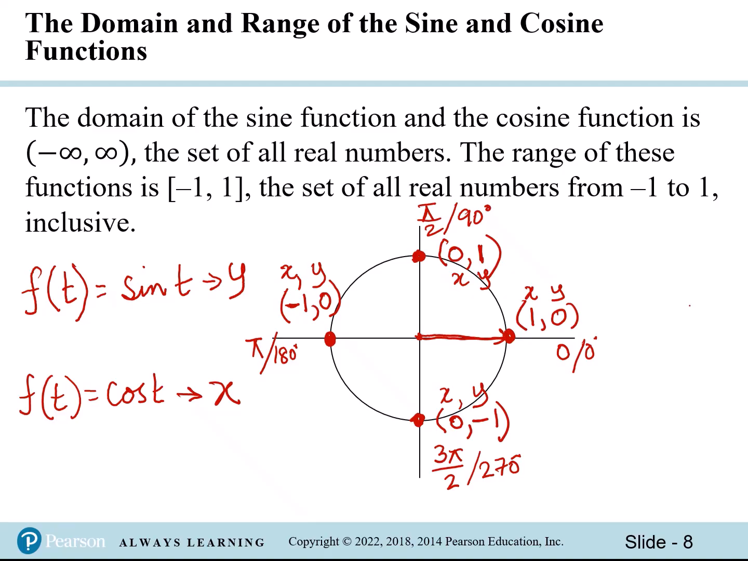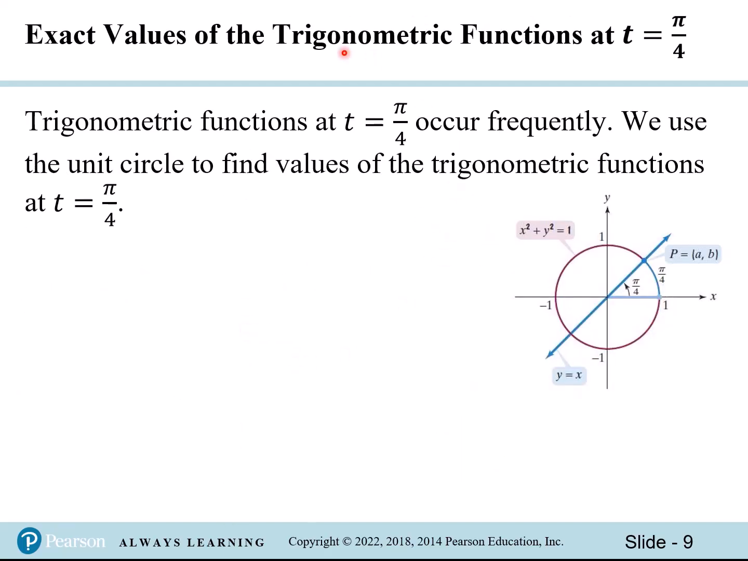Now, in the next couple of slides, we are going to go through the process of finding the exact values of the trigonometric functions when the angle is pi over 4. Now, pi over 4 is the same as a 45-degree angle. So let's see what this slide has to say, and then we are going to go on to the next one where we will discuss the process and explain why the function values are what they are.